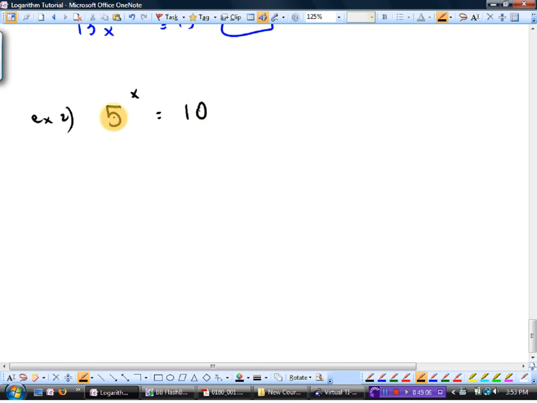Can I write this as a 10? No. That's 2 times 5. No, not for exponents. I could take the log of both sides. Too easy. I'm not going to give you this as a written.